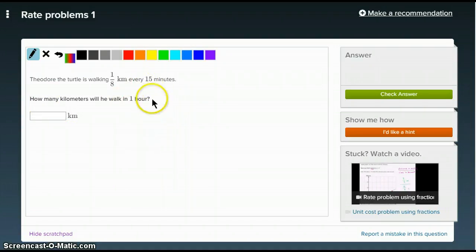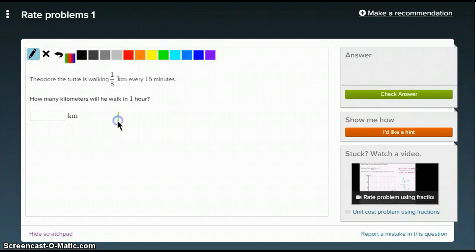Well, we know in this, just thinking about it, how many 15s are in 1 hour? Well, there are 4, because 1 hour is 60 minutes divided by 15 is 4. So 4 times 1/8 of a kilometer, 4 times 1/8 is 1/2. So we know that the answer is 1/2. So if I were to write that out, it'd look like this.